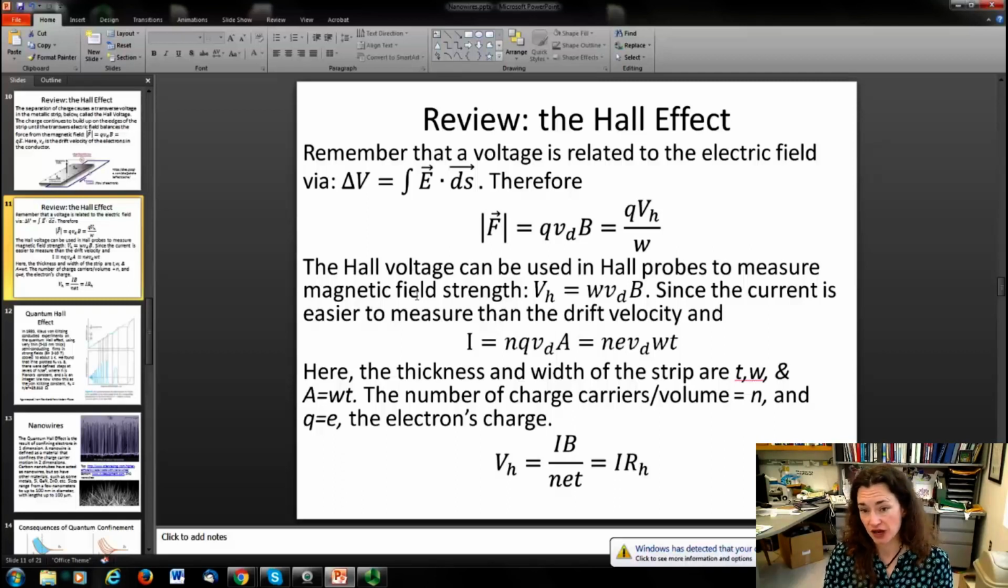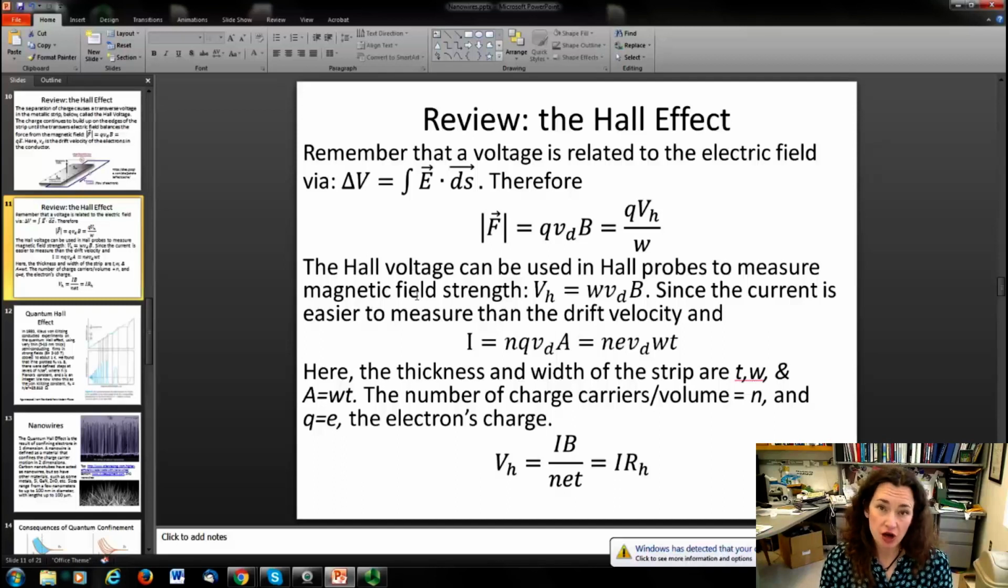If you do that, then you get I = n e v_D w t, where t is the thickness of your strip. Because remember that your cross-sectional area, A, of your current carrying object would be equal to w times t, the width times the thickness of your strip. Now remember that q here is the charge in your charge carrier, so I'm just going to go ahead and sub in e, which is 1.602 times 10 to the minus 19 coulombs. So you can get an expression for your Hall voltage that's proportional to the current through the strip times the magnetic field, divided by n times e times t.